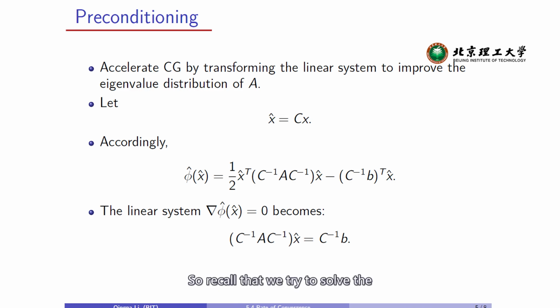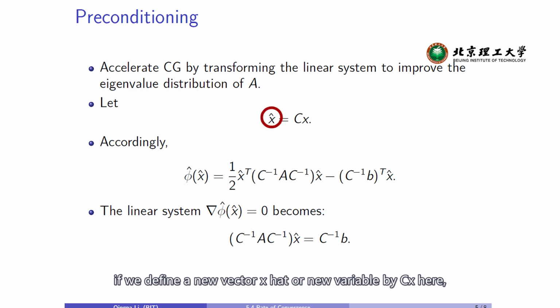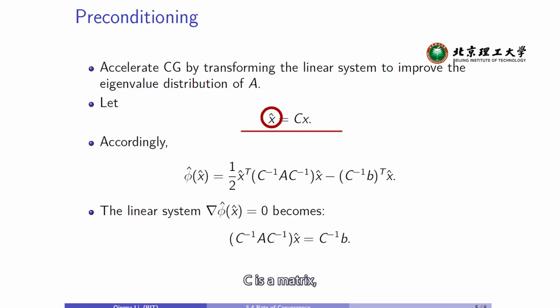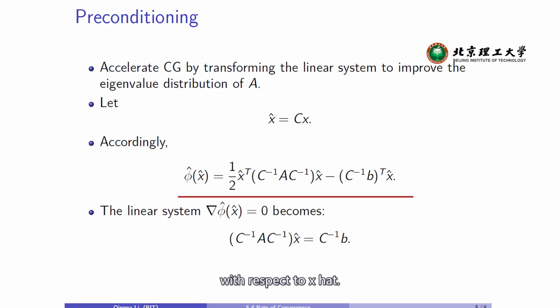So recall that we try to solve the linear equation Ax = b. If A has a bad condition number, then we try to multiply a matrix before and on the right of the matrix A to try to improve the condition number. In other words, if we define a new variable x hat by Cx, where C is a matrix, then accordingly we can get a new quadratic function with respect to x hat.